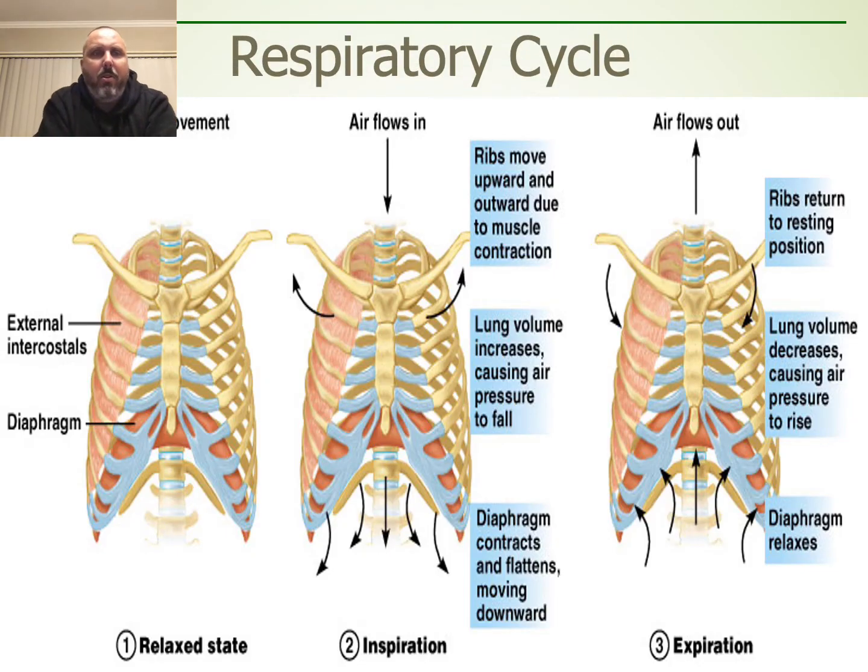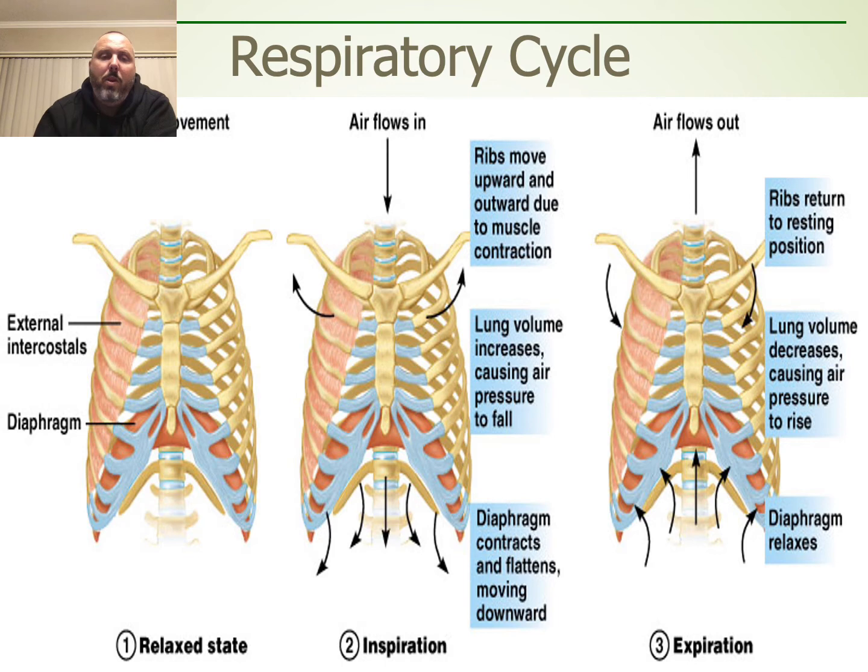Okay, the respiratory cycle. There are two muscles that help. The intercostal muscles, so the costals refer to the ribs, that's the muscles between the ribs, and the diaphragm, which sits underneath the rib cage, kind of underneath the lungs. So what happens is, in our relaxed state, the muscles are relaxed.